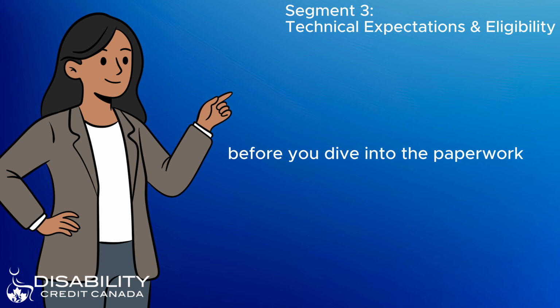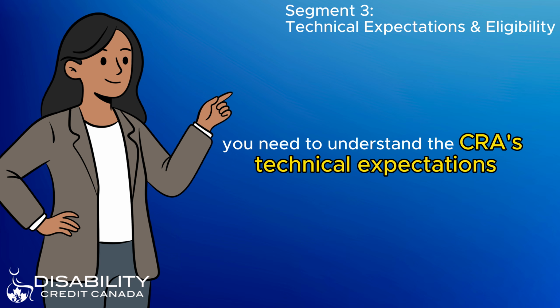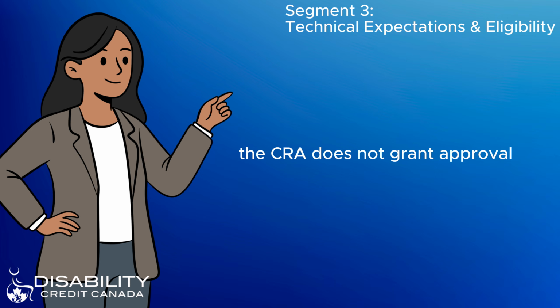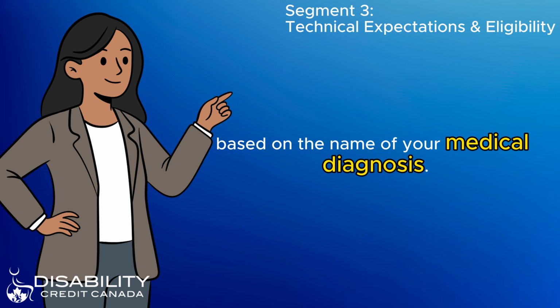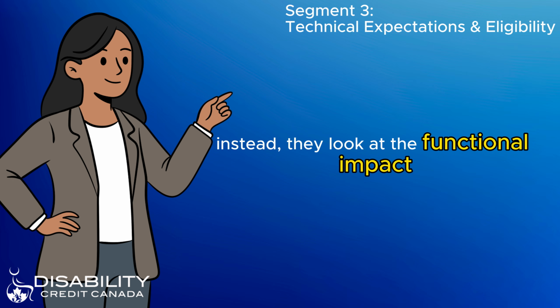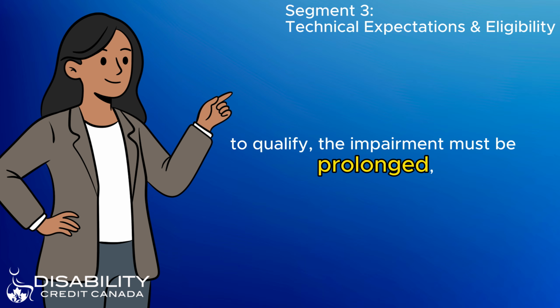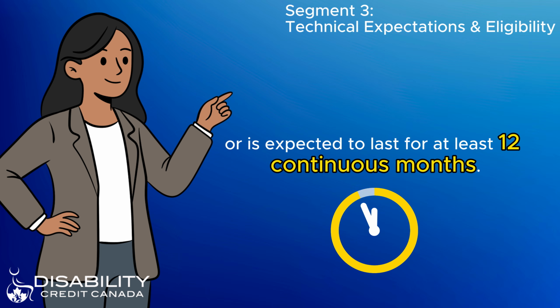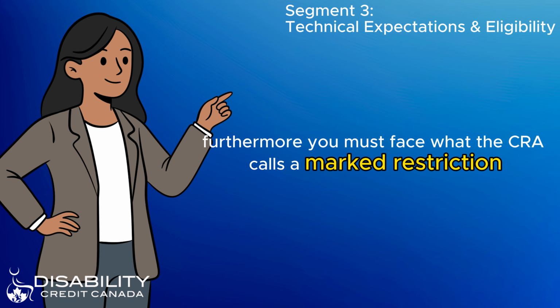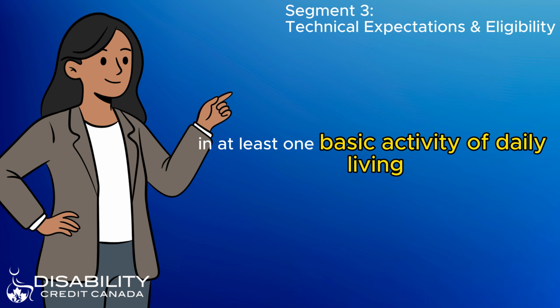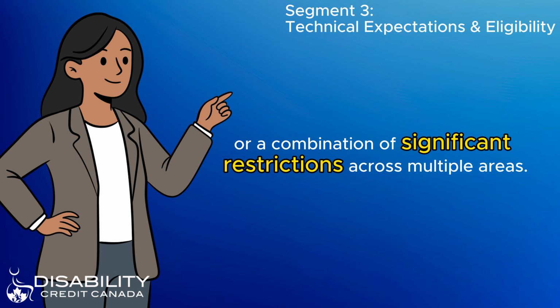Before you dive into the paperwork, you need to understand the CRA's technical expectations. The CRA does not grant approval based on the name of your medical diagnosis. Instead, they look at the functional impact the condition has on your daily life. To qualify, the impairment must be prolonged, meaning it has lasted, or is expected to last, for at least 12 continuous months. Furthermore, you must face what the CRA calls a marked restriction in at least one basic activity of daily living, or a combination of significant restrictions across multiple areas.